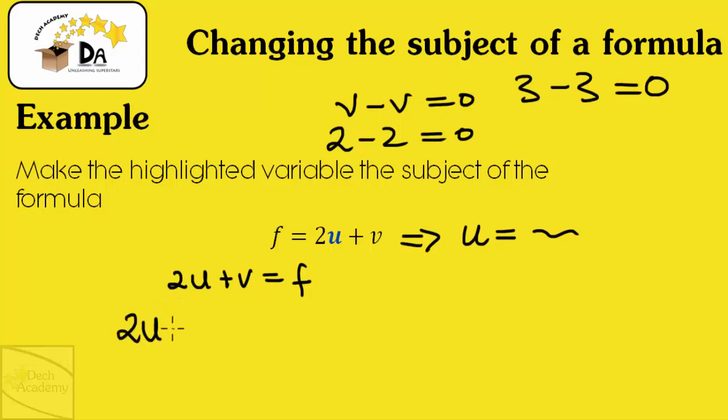Subtracting v from the left hand side gives this, but the same thing has to be done to the right hand side to maintain the equality, to preserve the equality. So simplifying gives 2u, v minus v is 0, equals f minus v.